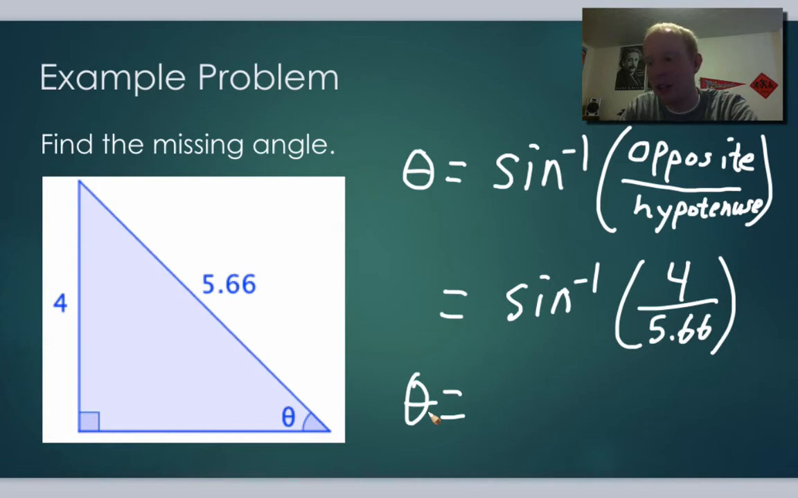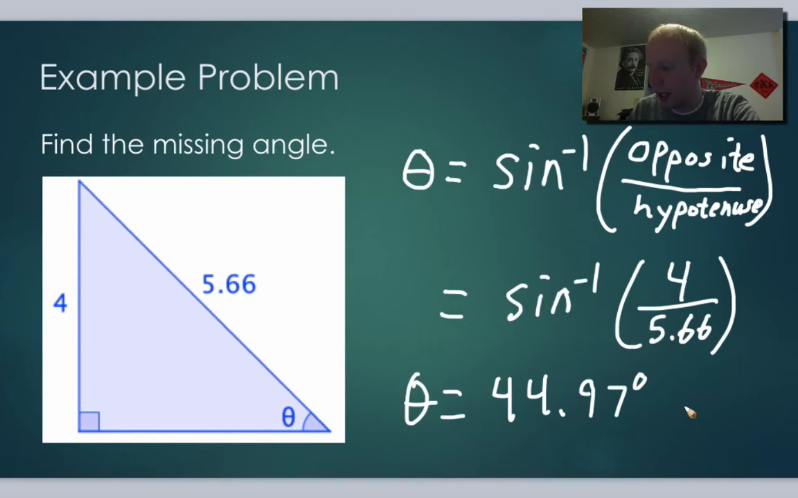Like I talked about a lot last time, make sure your calculator is in degrees. We do sine inverse of 4 divided by 5.66, and if it's in degrees, you should get that the angle is 44.97 degrees.